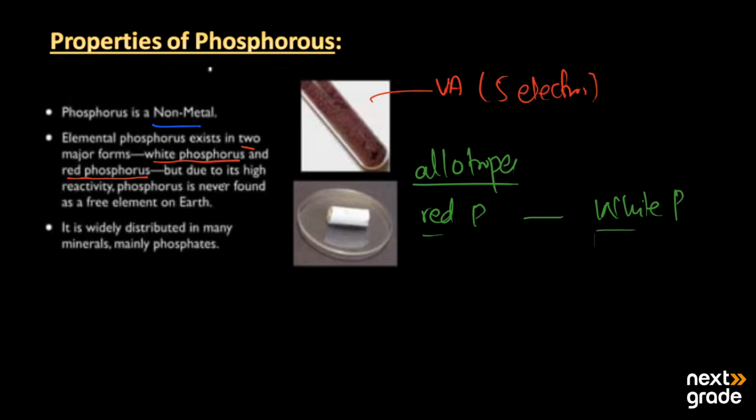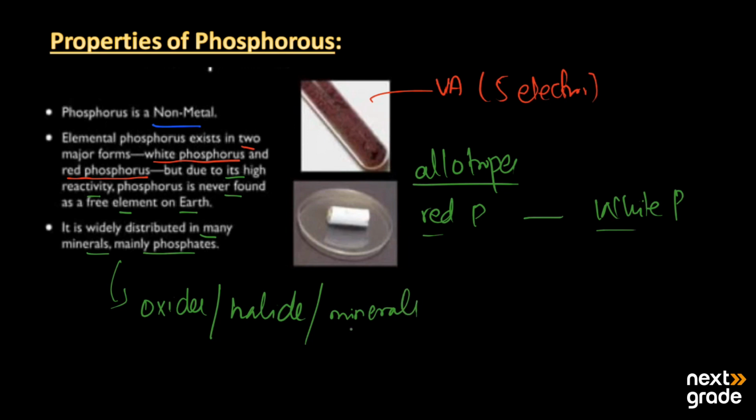Due to its high reactivity, phosphorus is not found as a free element on the earth. It is always found in the combined state. It is widely distributed in many minerals, mainly phosphates. Phosphorus also exists in the form of different oxides, different halides, and different types of minerals in the earth's crust. So it is reactive as compared to nitrogen, because nitrogen was simply unreactive.